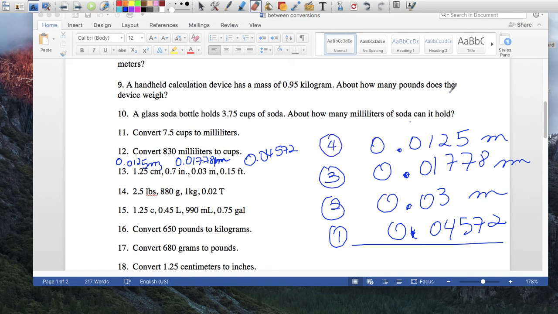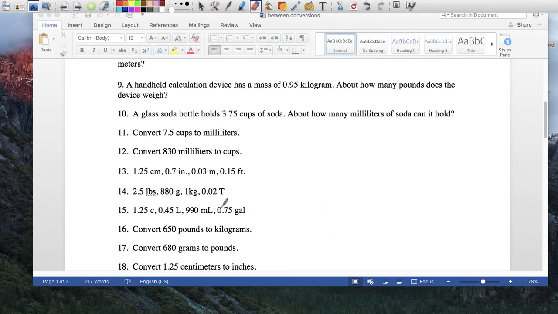A lot of work for this question. Okay, a lot of work, but something that you can definitely do. I'm not doing 14 or 15. I'd rather you do it, and we'll discuss it in class. Maybe I'll actually tell you in class to do only one of the three. We'll discuss it. Convert 650 pounds to kilograms. I'm not doing that. It's too easy. You can definitely do it.